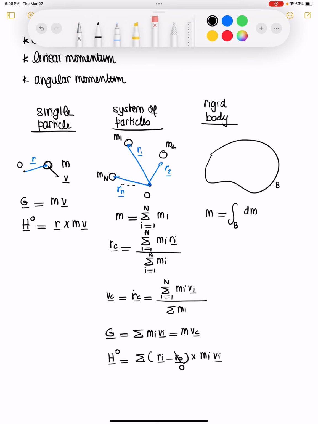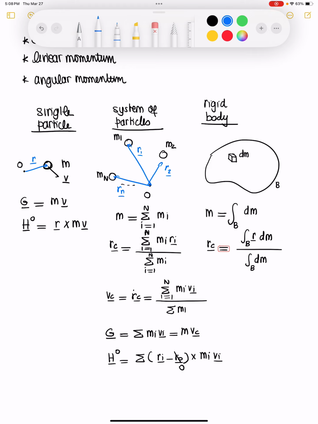You can think of the differential mass as the mass of a differential portion of the body, dm. The position vector of the center of mass is equal to the integral of r dm over all the body, over the integral of dm, which is the mass of the body.